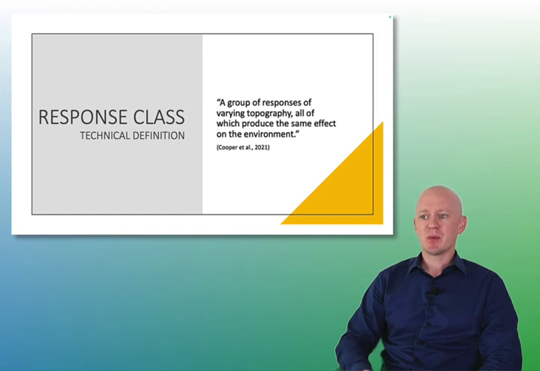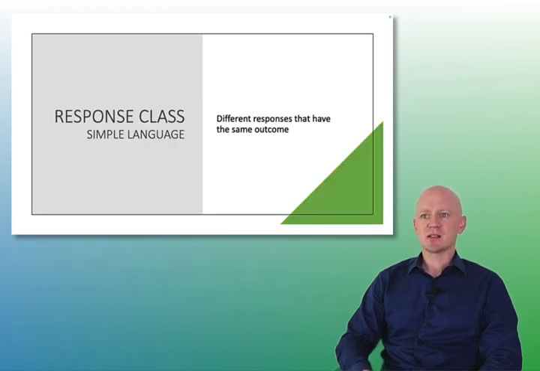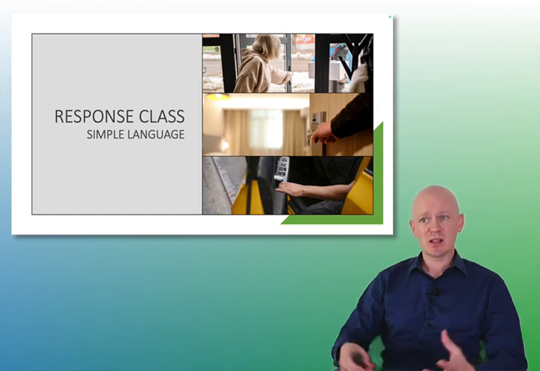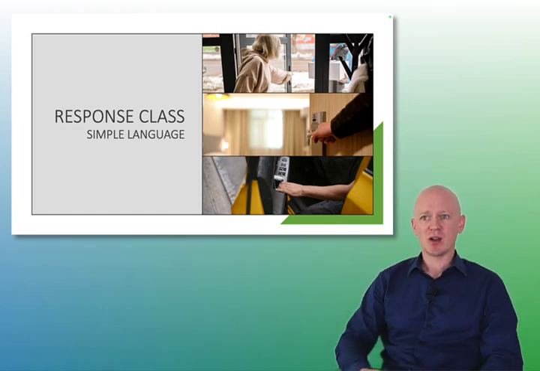And what we mean by topography, and I'll dive into that later, is what the behavior actually looks like. So when you hear topography, think form or look. What does the response look like? If we think about response classes in simple language, it's just different responses that have the same outcome. So if we stick with the opening door example, there's many different ways in which you can open a door, many different ways in which doors can be opened, but they all lead to the door being open. So there's a response class of opening doors. They all lead to the same outcome.